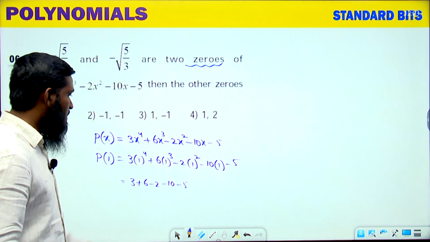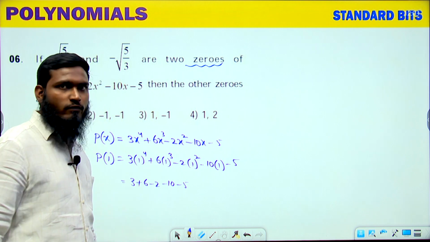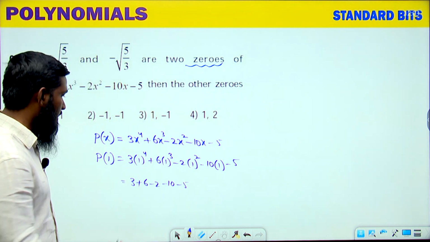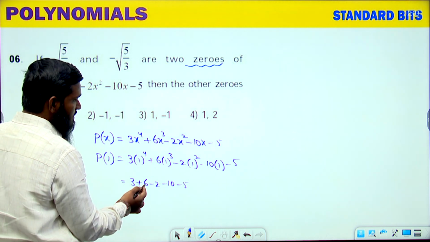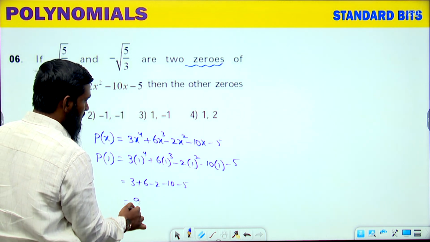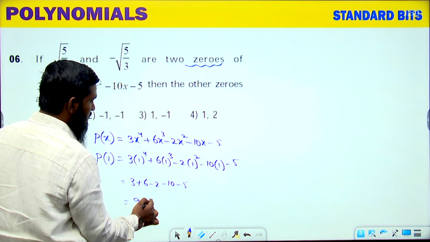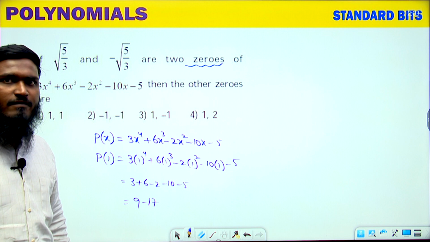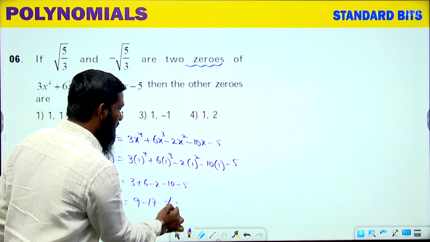Now let us see this part. Minus 10, minus 5, minus 2 we have. Minus 10 minus 5 means minus 15, minus 16, minus 17. So it is equal to 6, 7, 8, 9. So 9 we have in this part, and this part is minus 17. So it is not equal to 0. 9 minus 17 is not becoming 0.